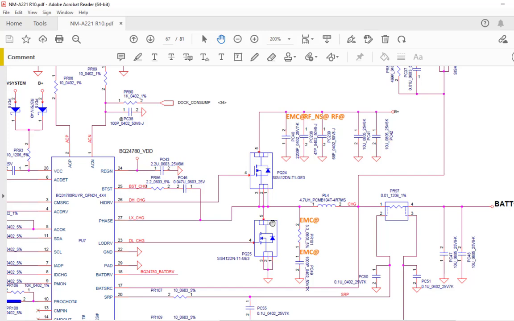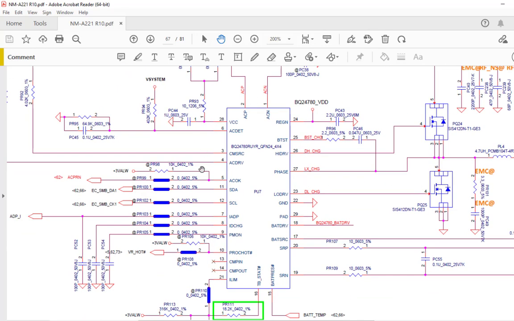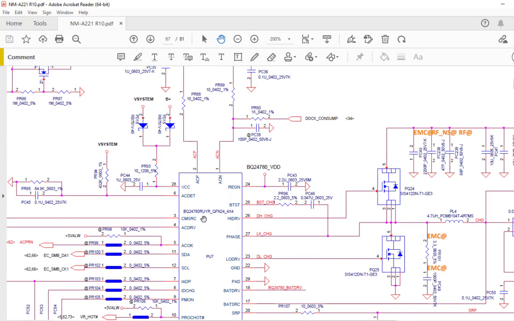But if the problem is still not solved after replacing these two MOSFETs, then you go to this chip. This is the battery charging chip. Check this communication. Check the AC OK signal, and check this output signal. If the output signal is not coming, then just simply replace this chip. The location of the chip is PU7 and the number of this chip is PQ2470.